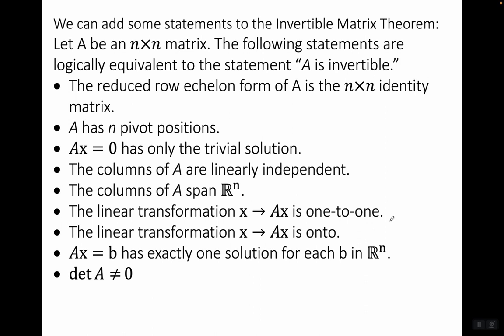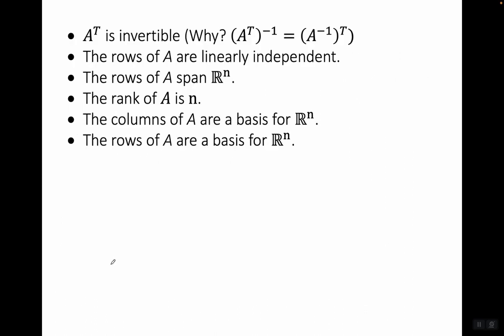A has n pivot positions. Ax equals 0 has only the trivial solution. The columns of A are linearly independent. The columns of A span Rn, etc., etc., etc. One that we added recently, this wasn't part of it initially, but we added it a little later, is the determinant of A does not equal 0. Okay, that's logically equivalent to all the above ones. Here are the new ones.